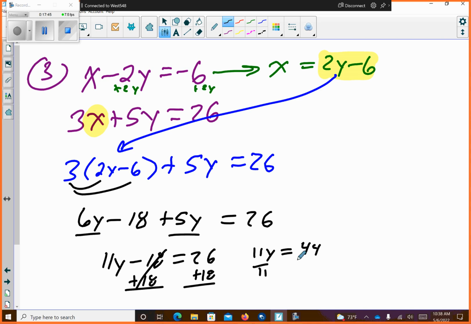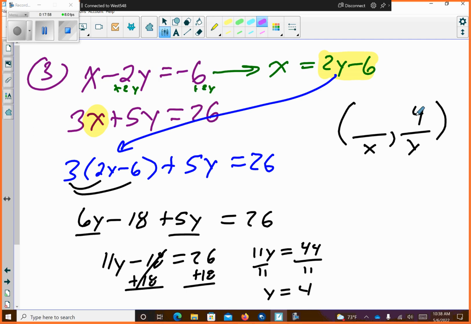Divide each side by 11. So y is equal to 4. So I get a 4 right there. I now need to take this 4, which is a y value, and plug it into either of them. Doesn't matter which one you plug it into. Still going to be the same exact answer. So perhaps I'll plug it into the top one.